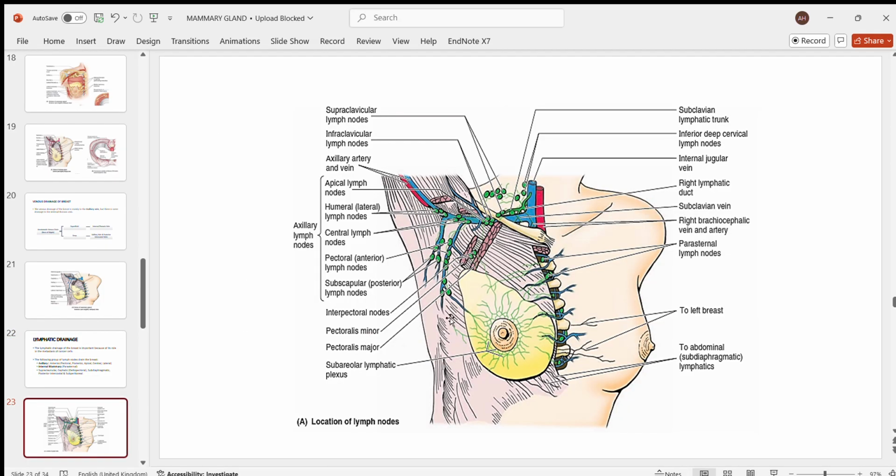In this picture, we can see all the lymph nodes that were enumerated on the previous slide. These are the internal mammary or parasternal lymph nodes. These are the axillary lymph nodes, the various groups of axillary lymph nodes. Axillary lymph nodes are lying in the region of axilla. It is further subdivided into various groups.